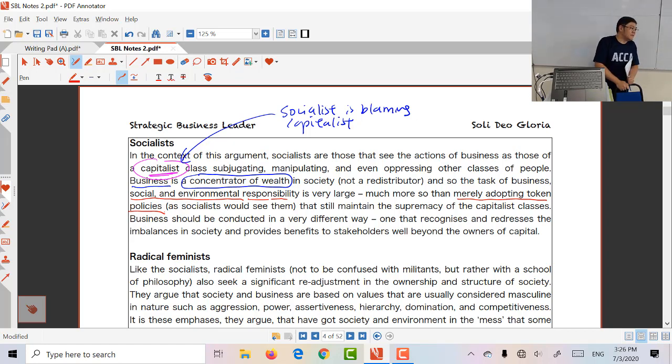What is a token policy? It's like giving tips. They don't really mean it, but they just don't want to be seen so bad. At least they do something. Do you know if you go to the BAT website, British American Tobacco, they sell what? They sell cigarettes, right? Do you know in their website, they have one section called How to Stop Smoking? Seriously. You go and see. They tell you ways to stop smoking. Now, that's ridiculous, right? Because they are selling cigarettes and you tell people how to stop smoking. You really mean that? But why are they doing that?